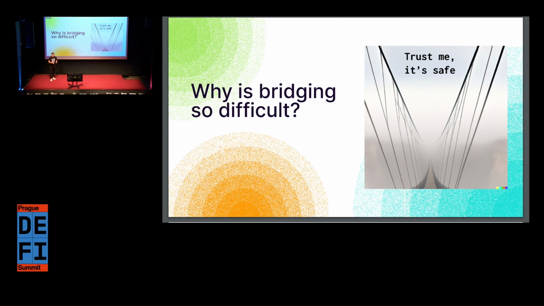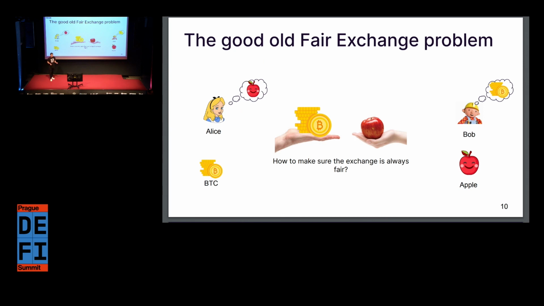Right, so far so clear, pretty standard stuff. So why is it so difficult to actually build bridges? And this leads us back to the fair exchange problem. This might sound very weird, so why are we talking about exchanging stuff now? But this is one of the oldest problems we have in commerce, and it also applies to bridges.